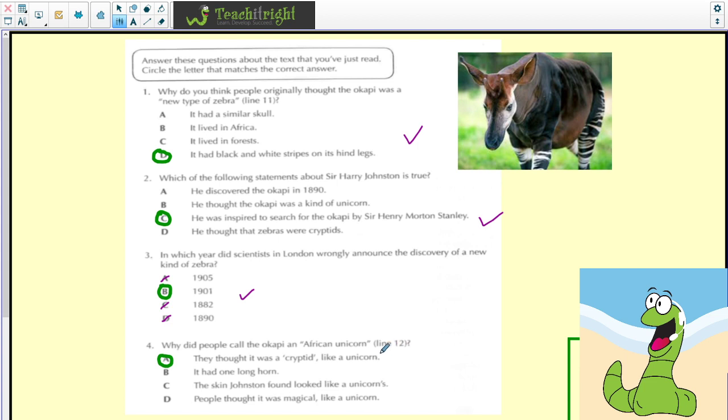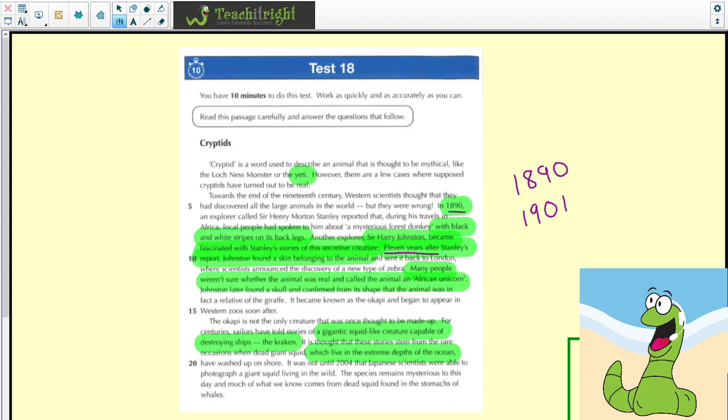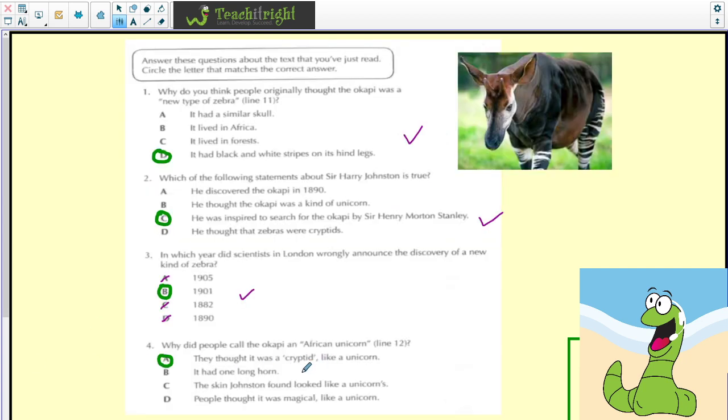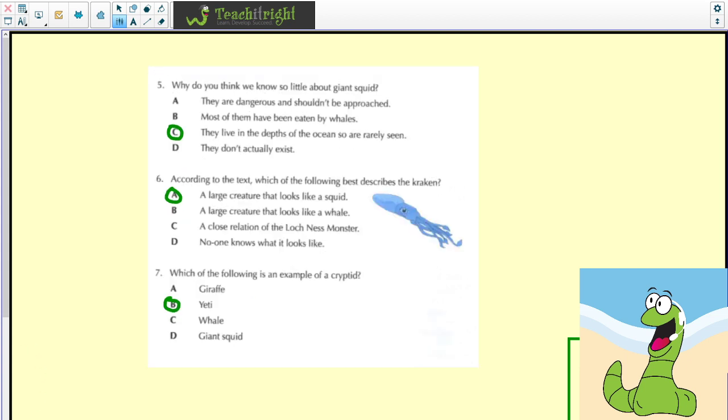Why did people call the okapi an African unicorn? Well, the okapi was called an African unicorn on line 12. And why was it wrongly given that name? Many people weren't sure whether the animal was real and called the animal an African unicorn. So let's come back. They thought it was a cryptid like a unicorn. There we go.